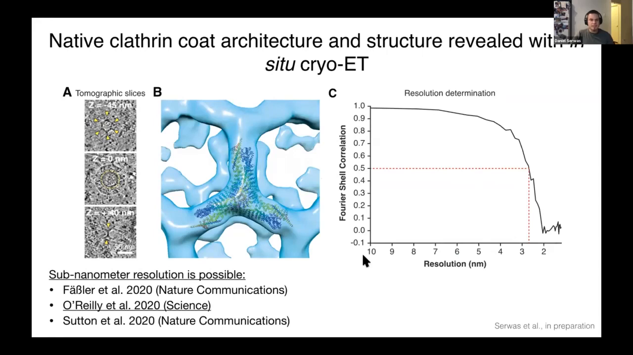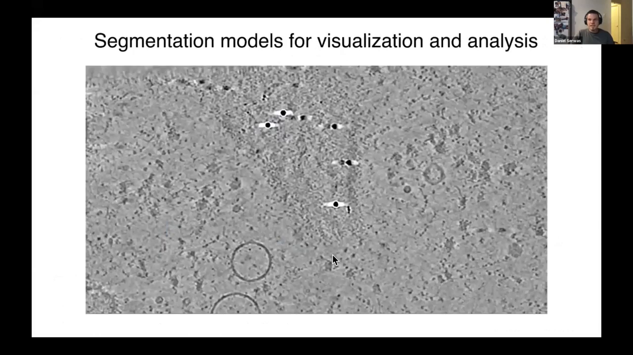Just to add here and give you an idea where this method is moving, there were 3 reports that using subtomogram averaging inside cells, sub-nanometer resolution is actually possible, and we will hear more about one of these stories in a later talk today. So the nice thing about using this in situ cryo-electron tomography is we can now put back this information into the original 3D space inside the cytoplasm of a cell.